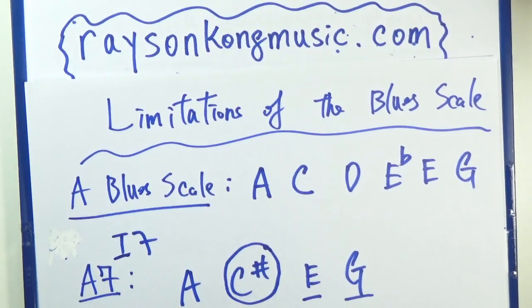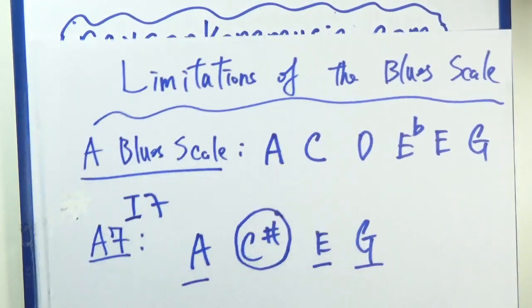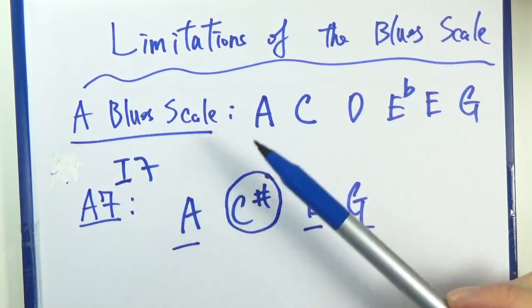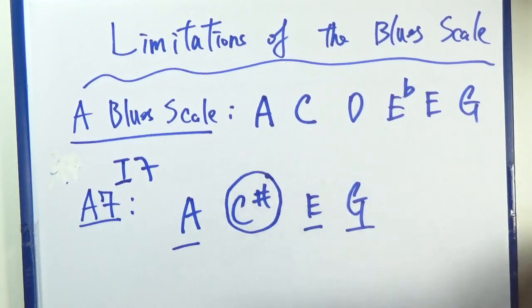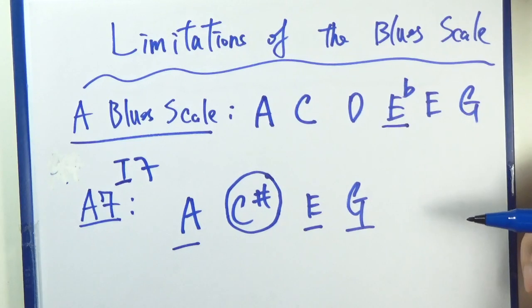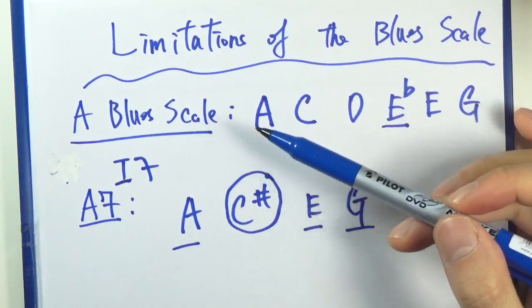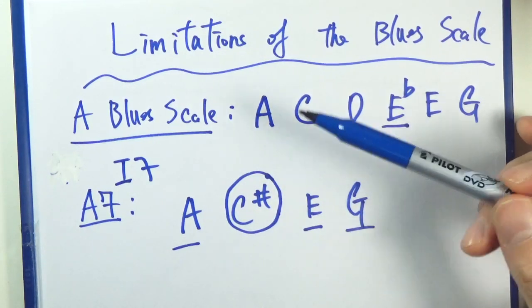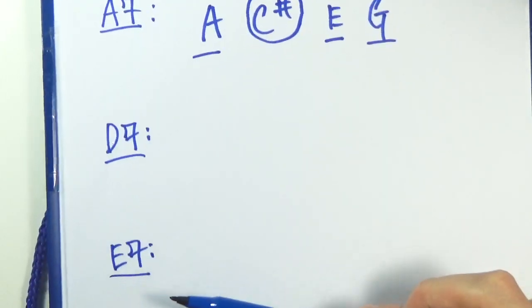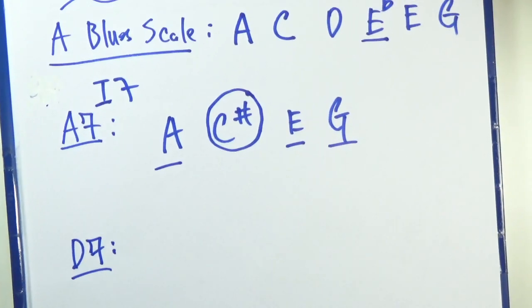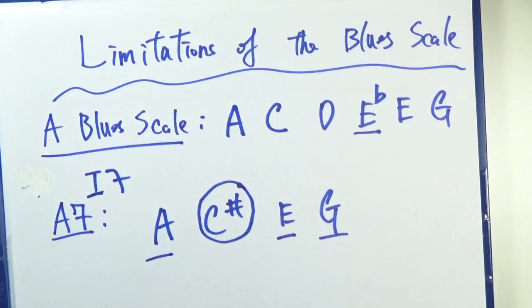Let's talk about the limitations of the blues scale. Again, the blues scale is basically just an A minor pentatonic scale with a flat 5 here. And most people will simply use an A blues scale over an A major blues. So again, A7, D7, E7 chords, just three dominant 7 chords in an A blues.